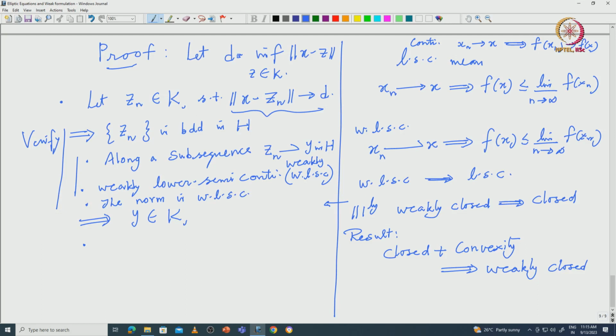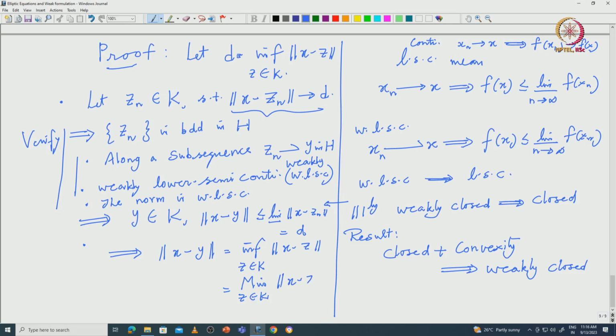This implies y is in K and norm of x minus y is less than or equal to the lower limit, actually it is the limit along a subsequence zn, of norm of x minus zn, and that is nothing but your d, and d is in K. All this put together immediately gives you norm of x minus y is equal to d, because y is in K it has to be bigger, since it is an infimum. This is equal to the infimum of norm of x minus z. It is better that you go through the proof. Since now the infimum is achieved, this is the same as minimum over z in K of norm of x minus z. So, this proves the existence.